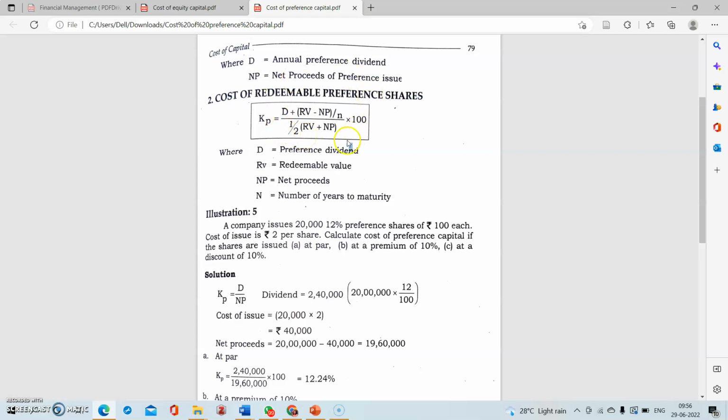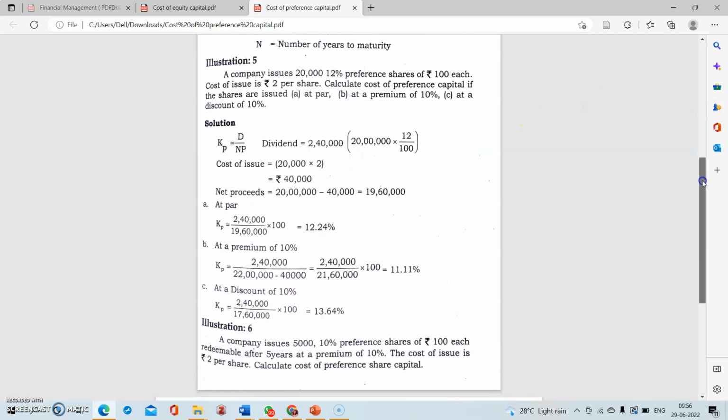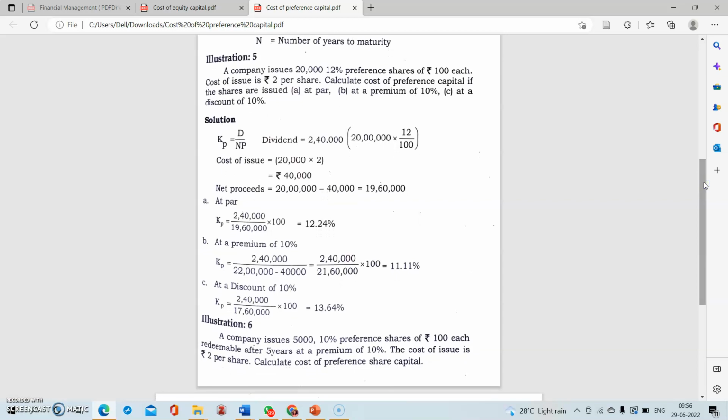Hope the formula is clear. So cost of preference shares is dividend plus what else? The difference between redeemable value and the net proceeds. And now we'll see a problem.